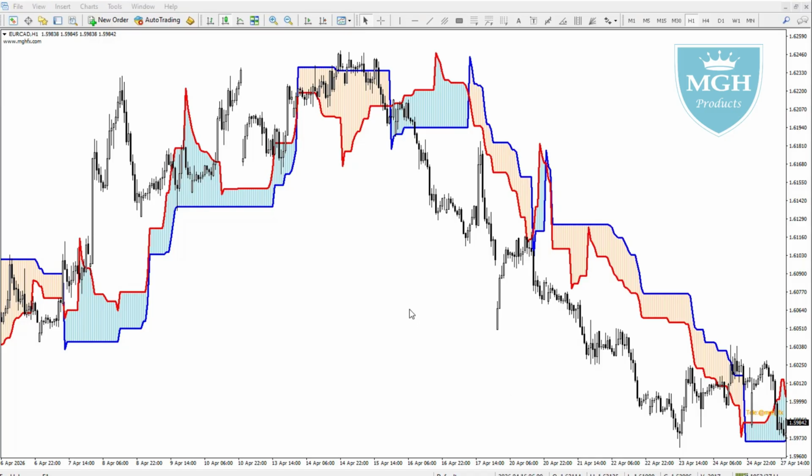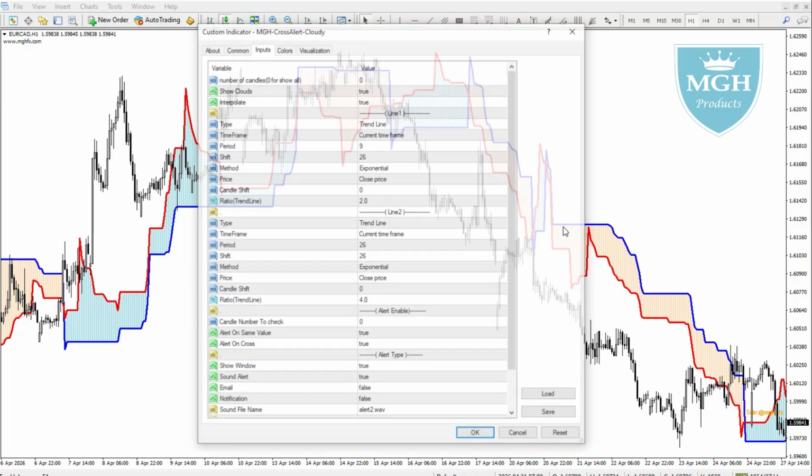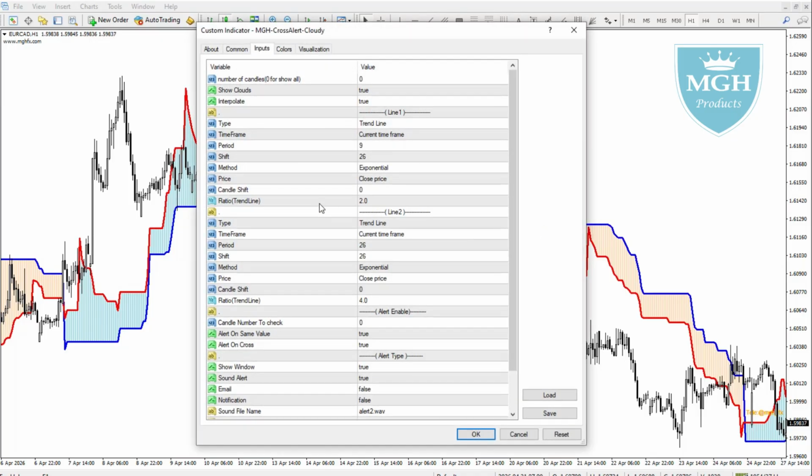Now watch what happens when we add just one shift. Same setup as before, two trend lines, but this time line 1 has a shift of 17. In this situation, we need to change the candle shift to 17. On the chart, you'll notice the red line is displaced forward by 17 candles.